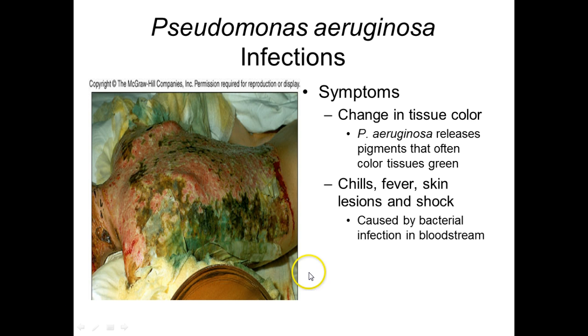So there's a close-up of that horrible one. So there's a change in the tissue color. As we said, often see this greenish discolorization due to the pigments that this organism produces. The individual will experience chills and fever, skin lesions, and they may even go into shock if the bacteria gets into the bloodstream.